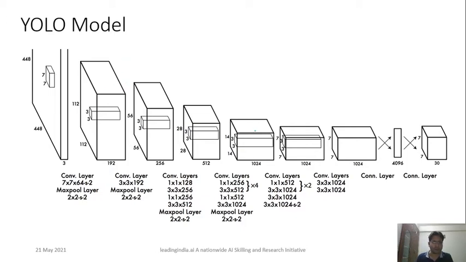So how will your overall model look? Suppose you have an input of 448 cross 448, then it will pass through a convolution layer, another convolution layer, and so on, and finally it will produce a 7 cross 7 cross 30 output. 7 cross 7 cross 30 means it is ready to produce 30 bounding boxes in one go.